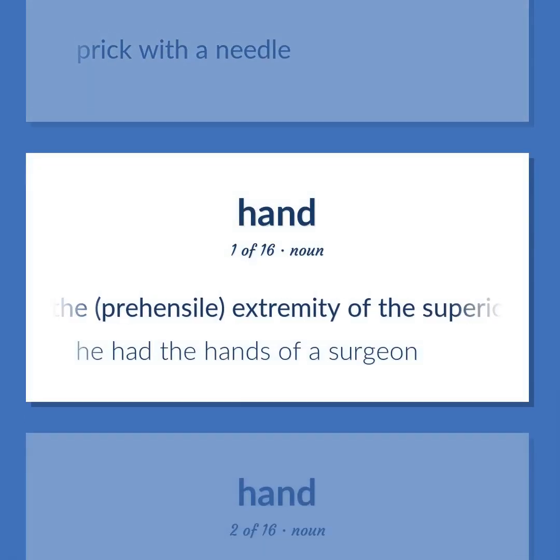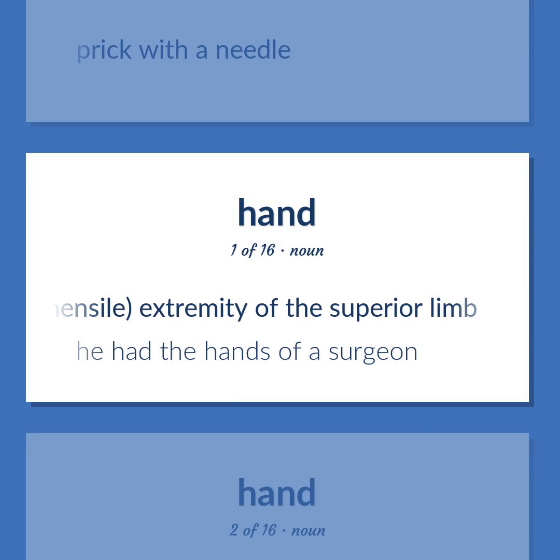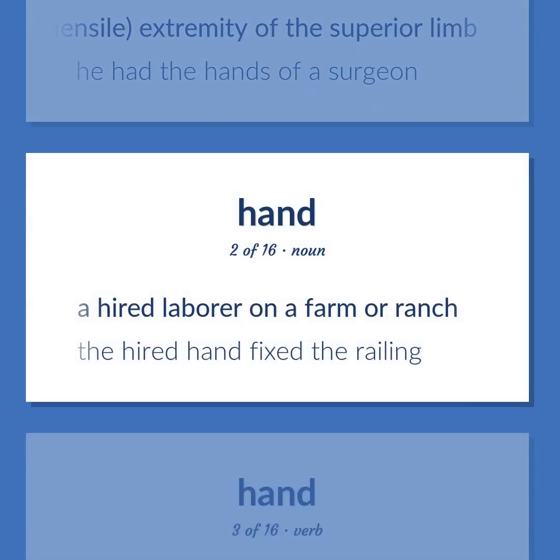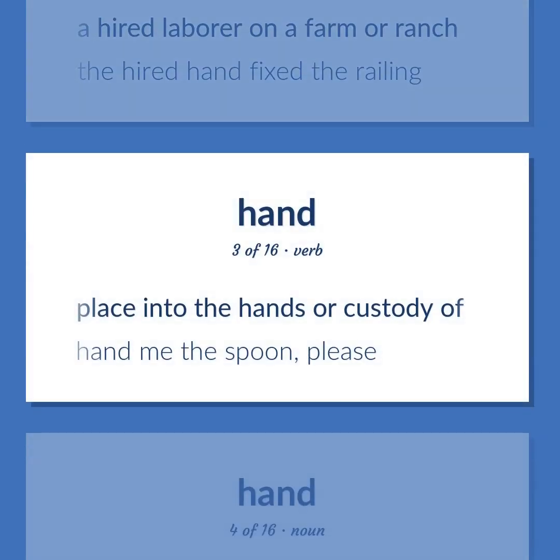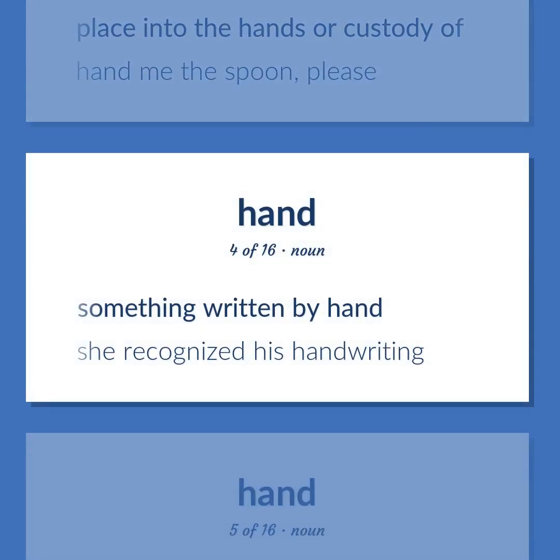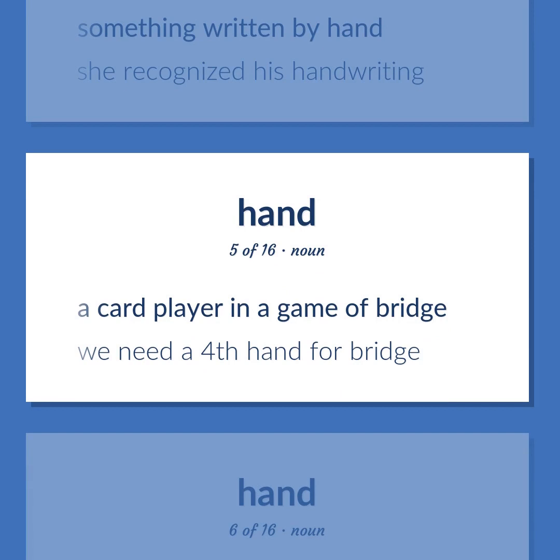The prehensile extremity of the superior limb. He had the hands of a surgeon. A hired laborer on a farm or ranch. The hired hand fixed the railing. Place into the hands or custody of. Hand me the spoon, please. Something written by hand. She recognized his handwriting. A card player in a game of bridge. We need a fourth hand for bridge.